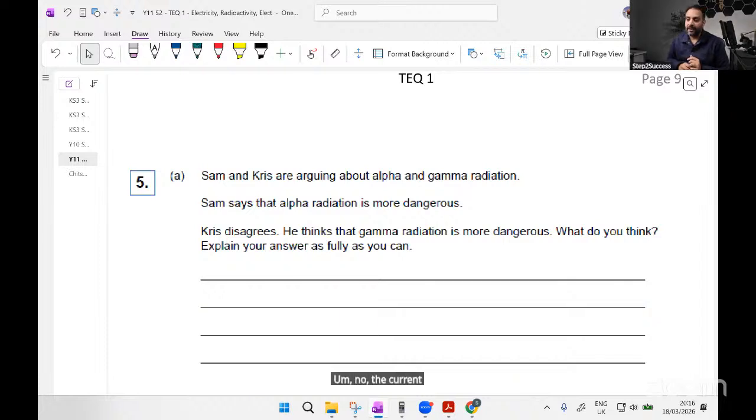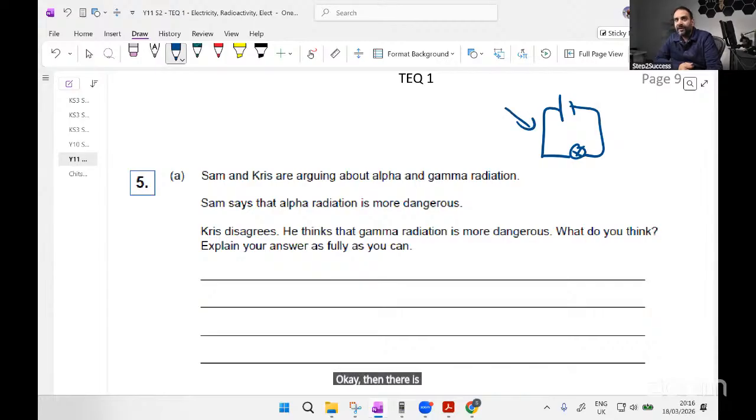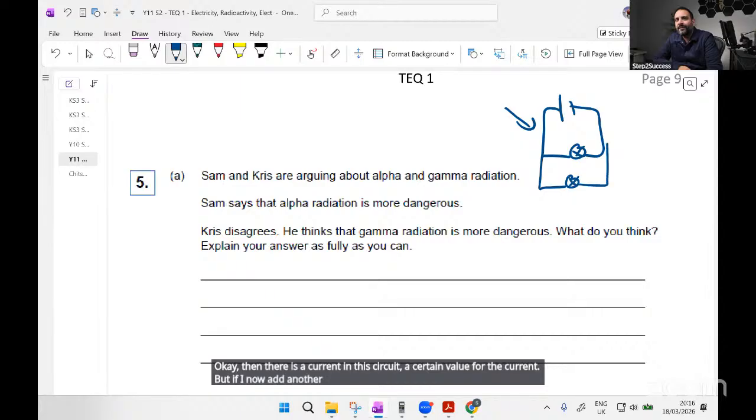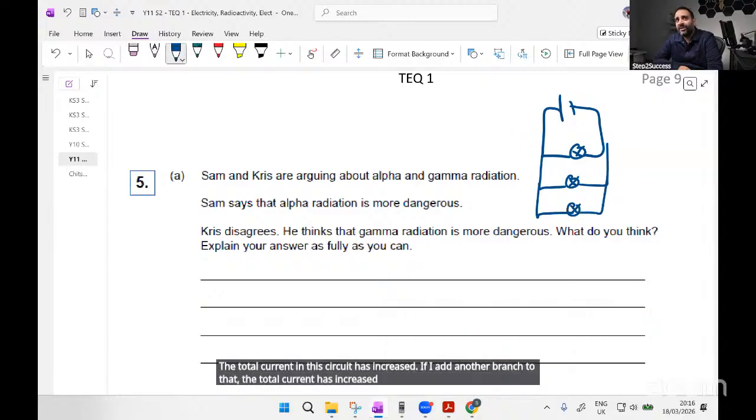No, the current doesn't get shared. Overall, the current does get shared, but it increases and then it's shared. Essentially, if I have this circuit here, then there is a current in this circuit, a certain value for the current. But if I now add another branch to that, the total current in this circuit has increased. If I add another branch to that, the total current has increased again. It is still shared between these components, but the total current has increased.